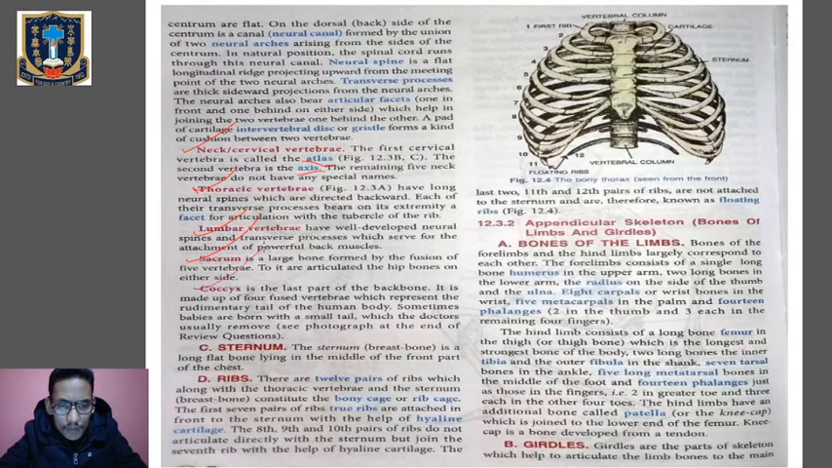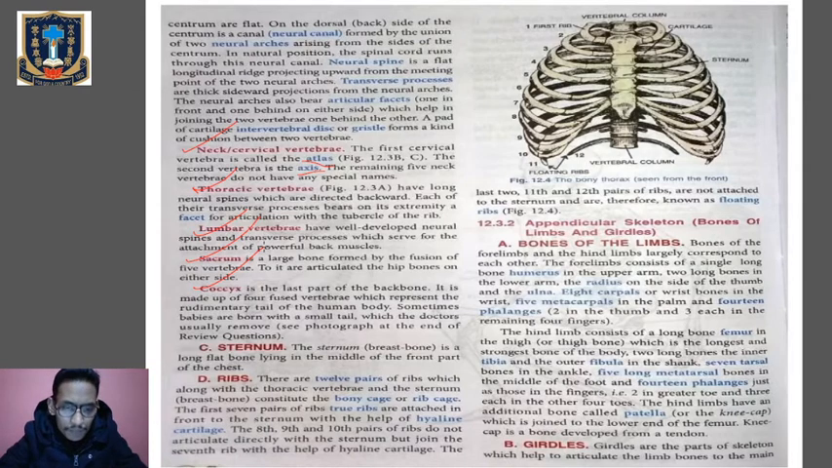Then you have the coccyx, the last part of the backbone, made up of 4 fused vertebrae, which also represents the rudimentary tail of the human body. Mainly this tail is non-functional and is called a vestigial organ, but sometimes certain babies are born with this tail, and in that case the tail has to be removed.